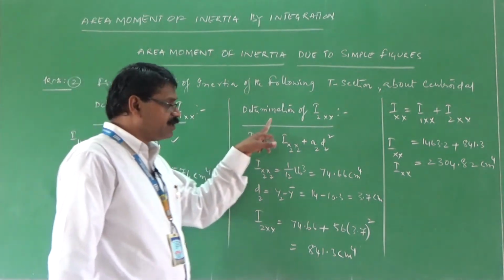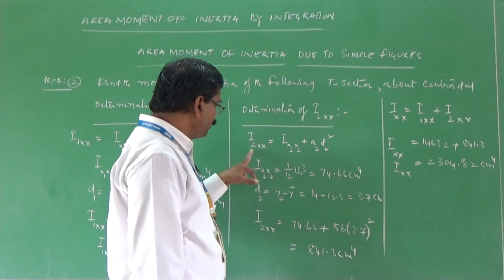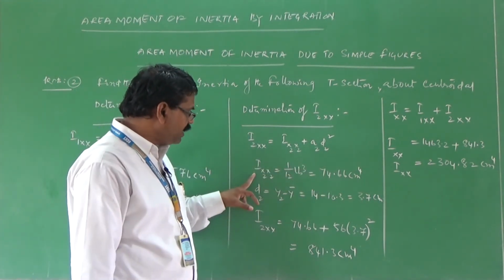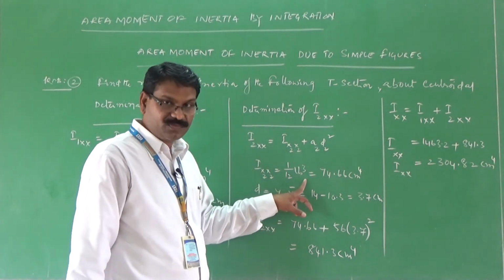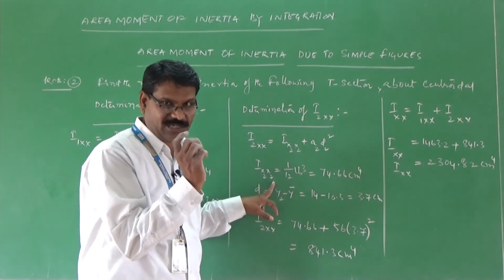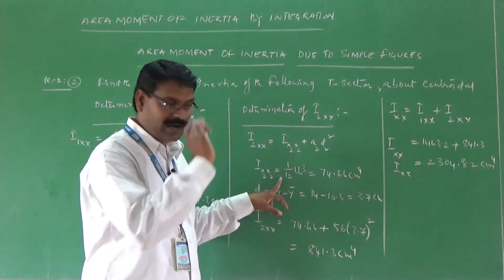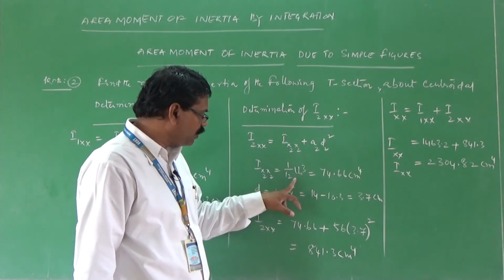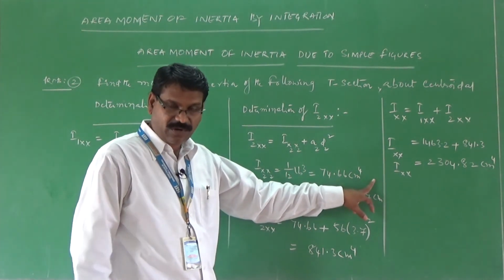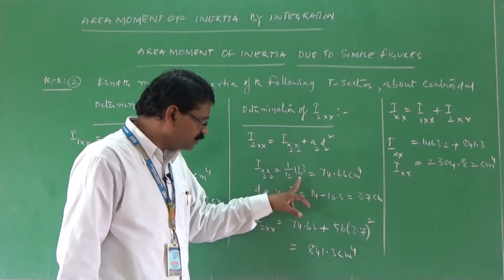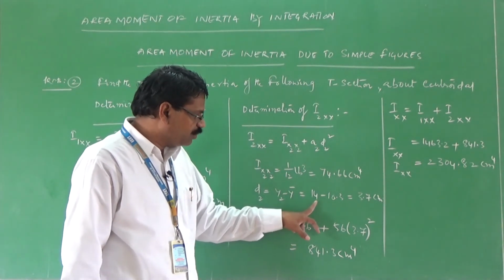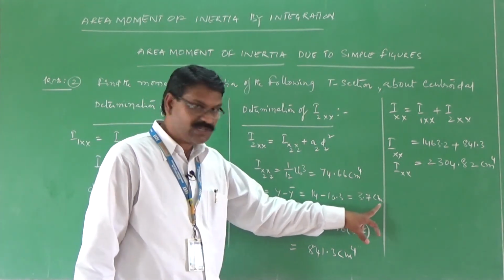Similarly, we need to determine I2 double x, that is, I2 double x is equal to Ix2x2 plus A2 d2 square. Therefore, Ix2x2 is equal to 1 by 12 L B cube. This Ix2x2 exclusively belongs to the second portion of the given T section, that is the horizontal rectangle. Therefore, Ix2x2 is equal to 1 by 12 L B cube, which is equal to 74.66 centimeter to the power of 4 after substituting the L and B values. Now, d2 is equal to y2 minus y bar, which is equal to 14 minus 10.3, which is equal to 3.7 centimeters.